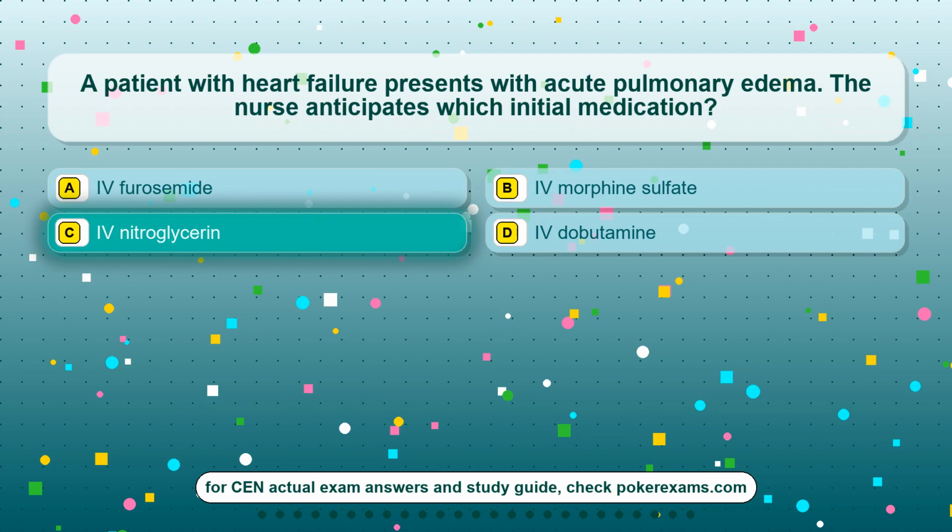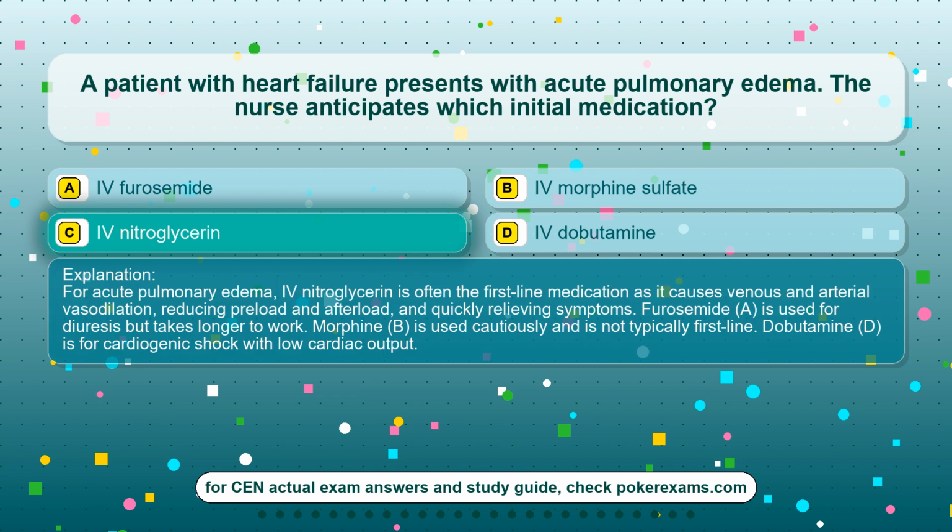The correct answer is option C, IV nitroglycerin. For acute pulmonary edema, IV nitroglycerin is often the first-line medication as it causes venous and arterial vasodilation, reducing preload and afterload, and quickly relieving symptoms. Furosemide, A, is used for diuresis but takes longer to work. Morphine, B, is used cautiously and is not typically first-line. Dobutamine, D, is for cardiogenic shock with low cardiac output.